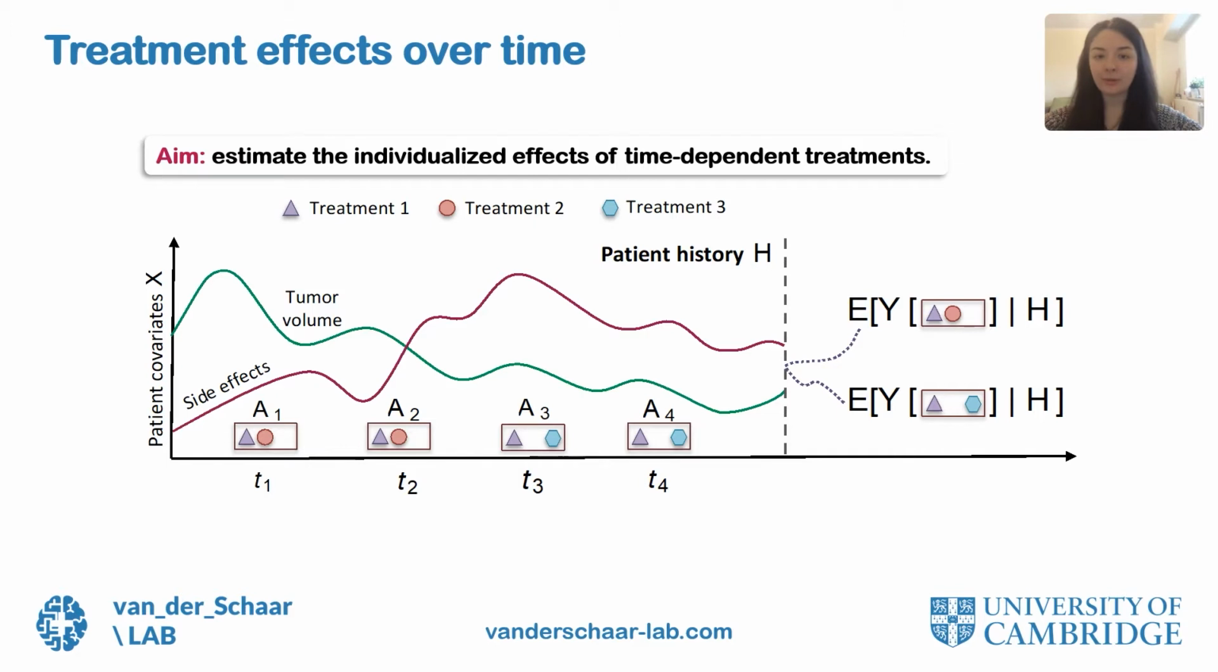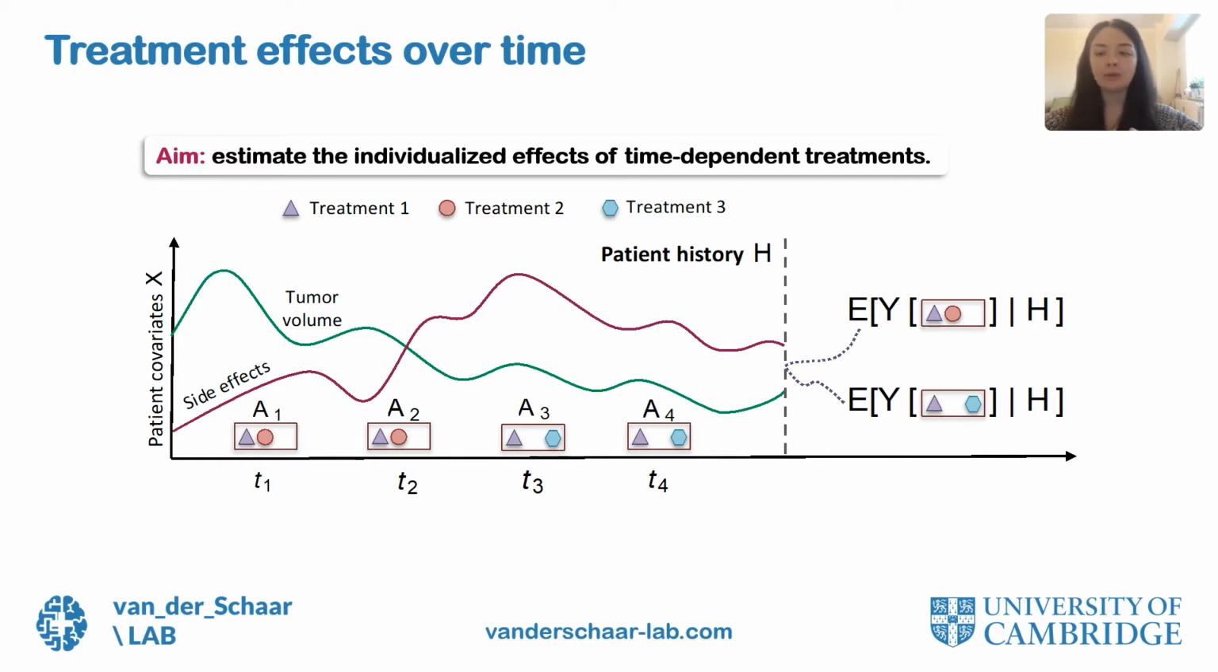In this figure, we consider as an example estimating treatment effects for patients with cancer. These patients are often prescribed multiple treatments at the same time, which may include chemotherapy, radiotherapy, and immunotherapy. The assignment of these treatments at each time step depends on the patient covariates, in this case tumor volume and potential side effects such as hematotoxicity, and how these patient covariates have evolved over time. And the treatments are given with the aim of decreasing the tumor volume in this case.